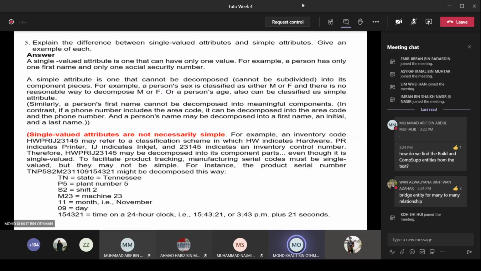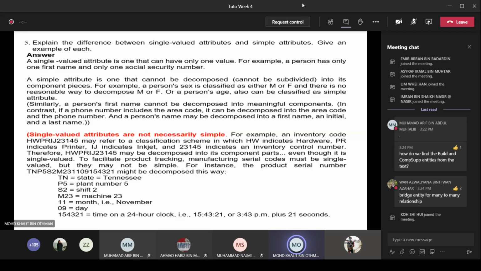And then the example for a simple attribute is age. Another one is sex. Marital status can also be a simple attribute, and so on. Okay, as long as the attribute only has one value and cannot be subdivided.